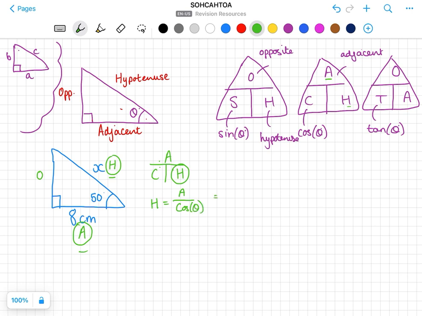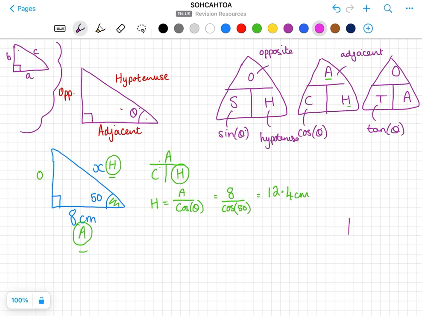Substituting what we know, the adjacent is 8 centimeters, and we divide this by cos of the angle, which is 50 degrees. We type that into our calculator, 8 divided by cos 50, and we get an answer of 12.445, so to one decimal place, 12.4 centimeters. So that's if we're trying to find out lengths.